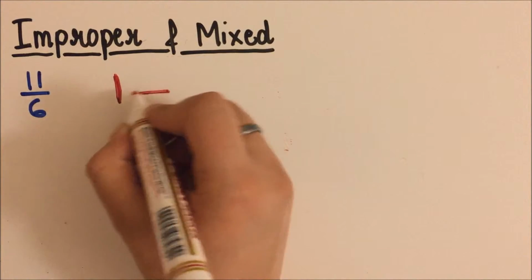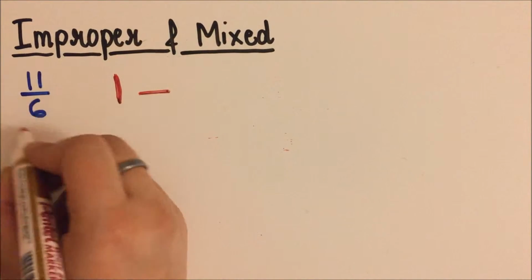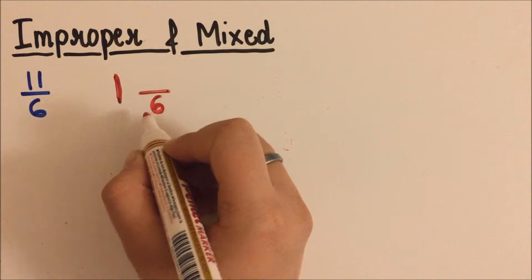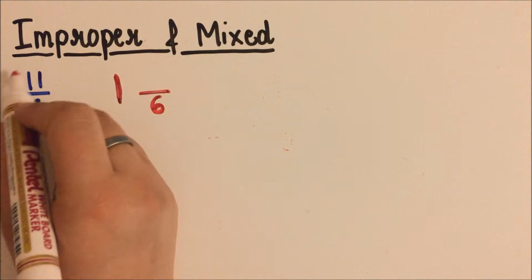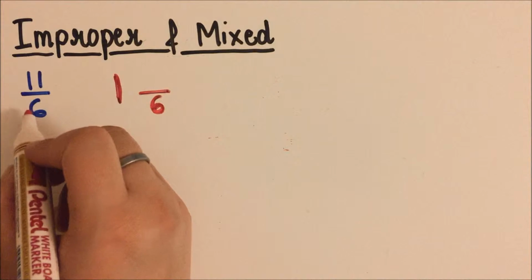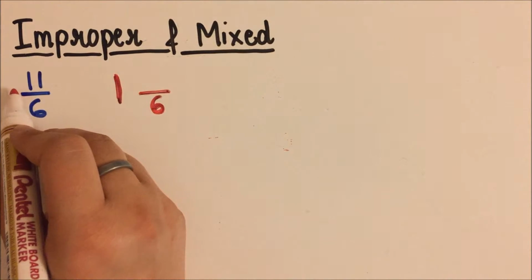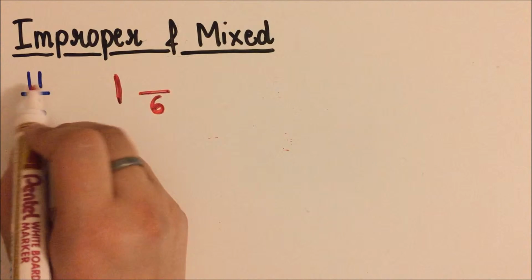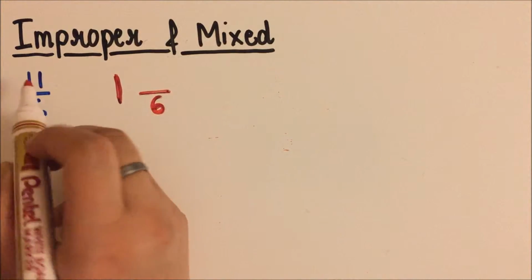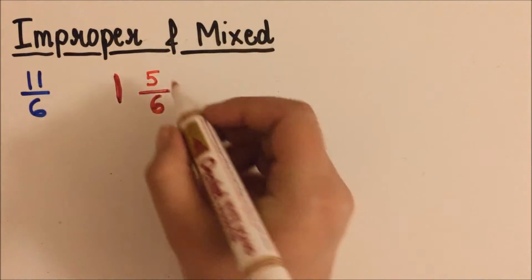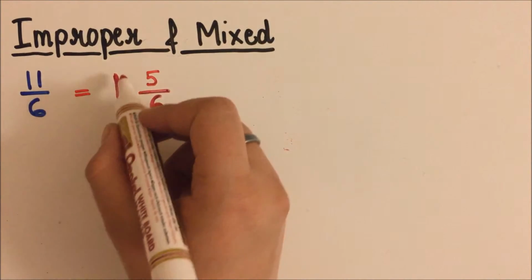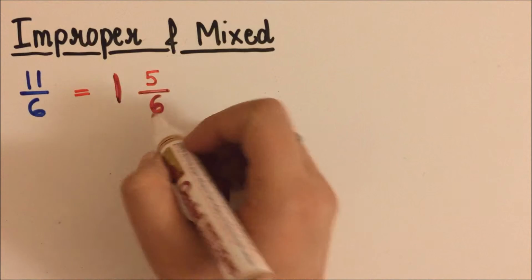Now you need the fraction part. In the fraction, the denominator is always going to stay the same, so it's always going to be out of 6, and whatever the remainder is, you put that at the top. So we know the remainder is 5 because we know 6 goes into it once, and what we're left with is 5 because 6 times 1 is 6, and 6 add 5 gives you 11, so the remainder was 5. So 11/6 is the same as 1 and 5/6.